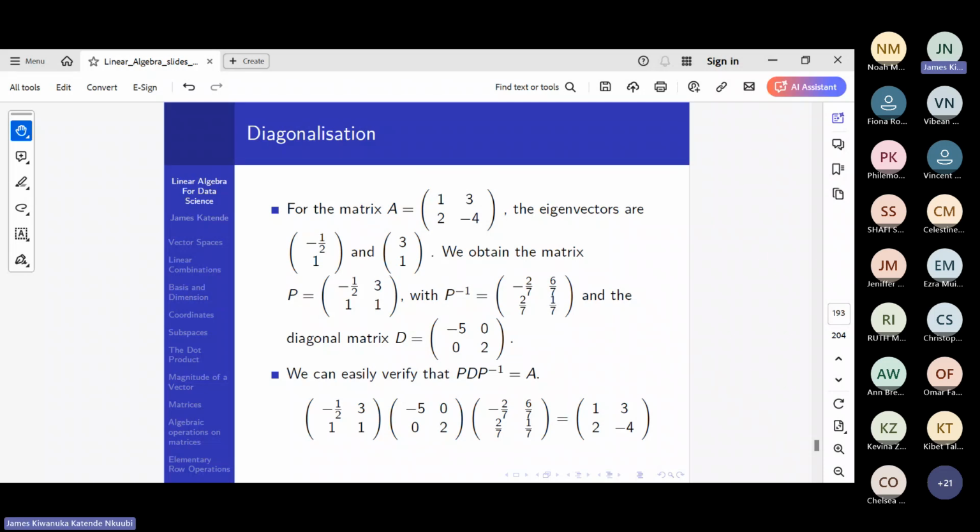So we had computed this earlier. So we know that these are the eigenvectors. Remember, you could use this or any multiples of these vectors. Any of those will still work.